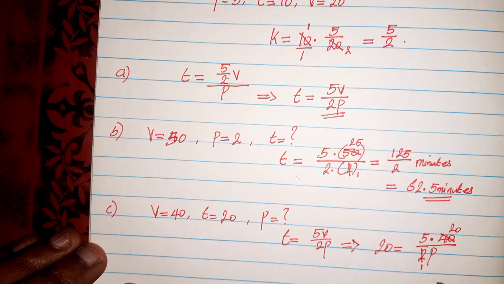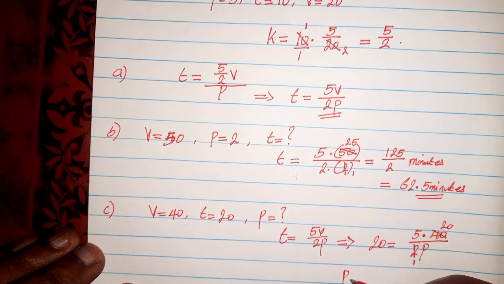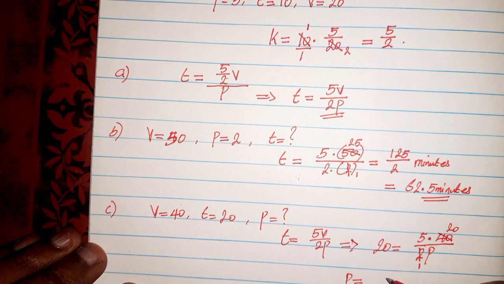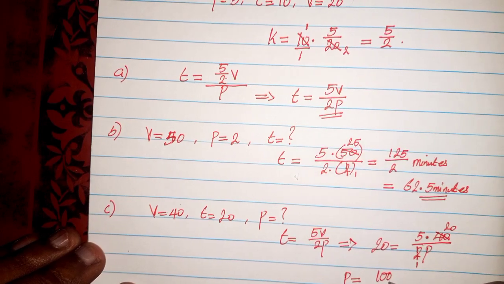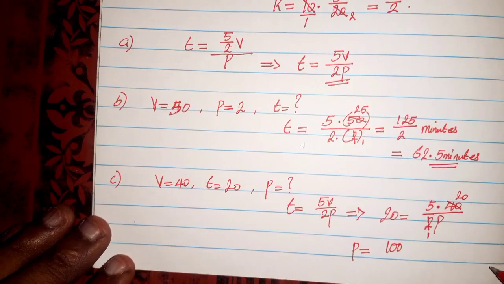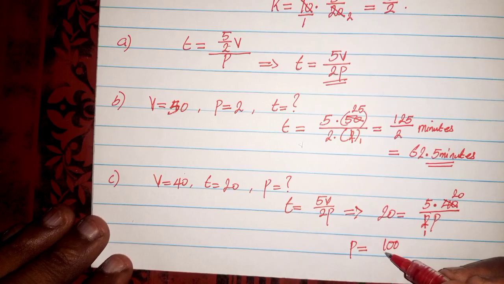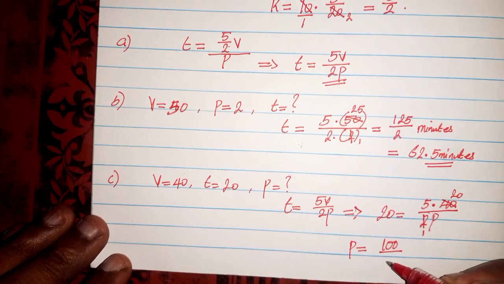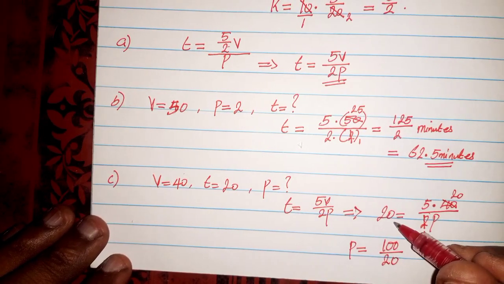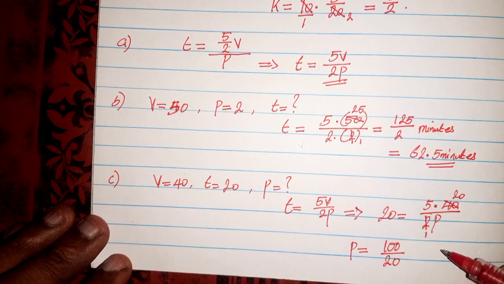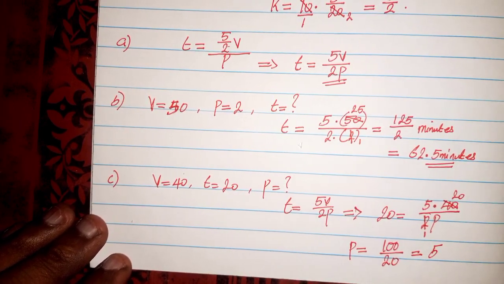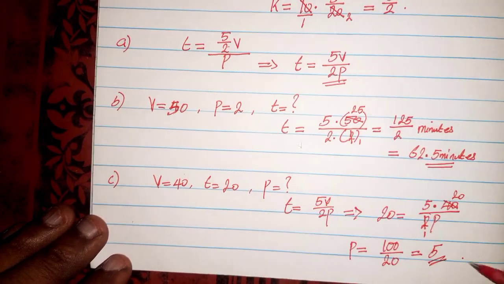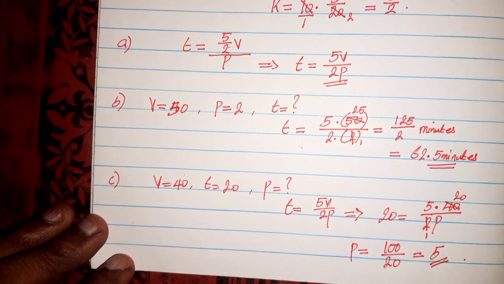So when you make P the subject of formula, you'll have P is equal to 5 times 20, which is 100, divided by 20, which is this 20 here, and that will be equal to 5. Of course, 5 times 20 is 100. So you have P equals 5. So that ends our solutions to this WAEC question.